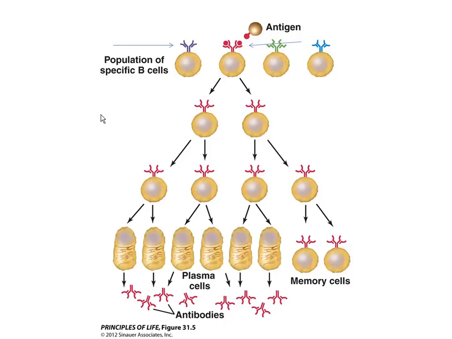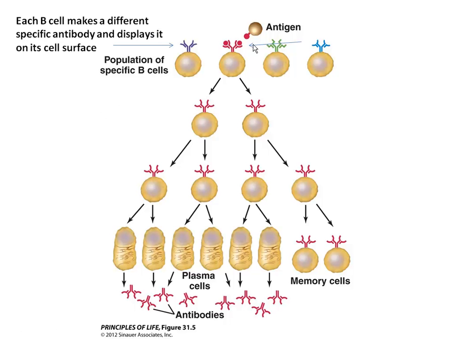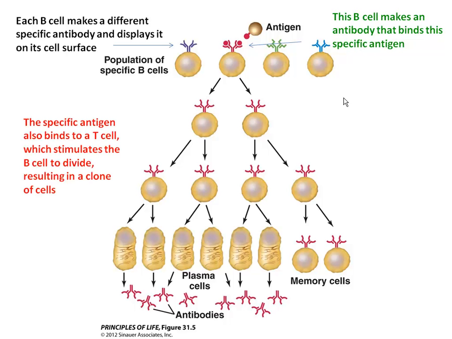So your diagram is already labeled here. Here we have our antigen up here, and here is our B cell, a whole bunch of B cells. They all have a specific antigen receptor, and so obviously this antigen will bind to this particular B cell. It's specific. Each B cell makes a different specific antibody and displays it on its cell surface. So this B cell makes an antibody that binds this specific antigen, which is obviously different. The specific antigen also binds to a T cell, which stimulates the B cell to divide, resulting in a clone of cells. We're just getting a whole bunch of these cells.